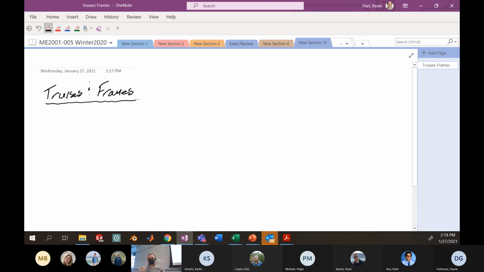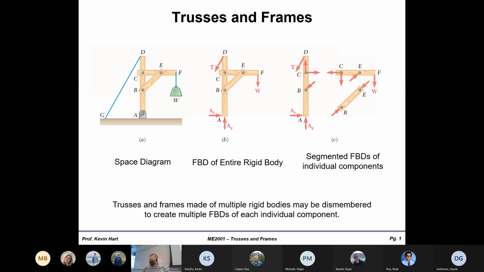All right. Trusses and frames. And I'm just going to bring in a picture from the lecture notes. I posted a new set of notes on Canvas if you want to take a look at those. I'm just going to bring in the first title frame here. So here we have trusses and frames.